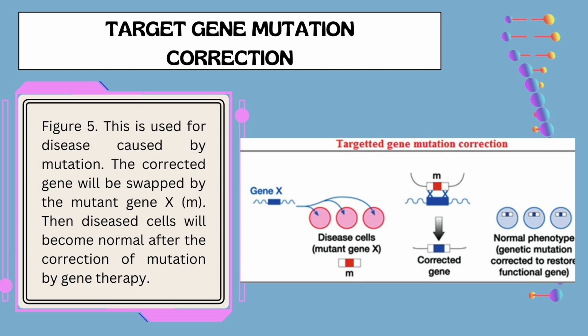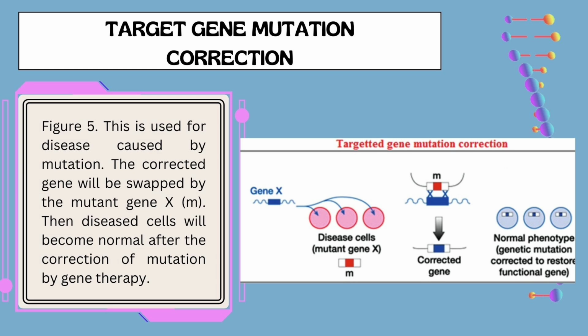The corrected gene will be swapped for the mutant gene X. Then diseased cells will become normal after the correction of the mutation by gene therapy. Here is the process of target gene mutation correction. This process depicts a target gene mutation correction, a type of gene therapy.